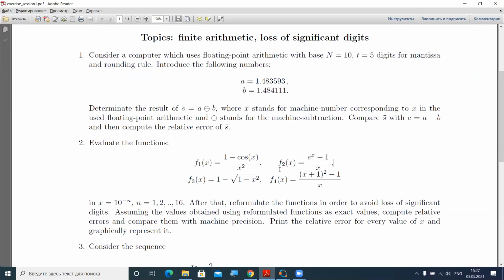So now let's consider the third function. F3 of x equals 1 minus square root of 1 minus x squared. How can we replace this function now with the new function? I wrote in chat.